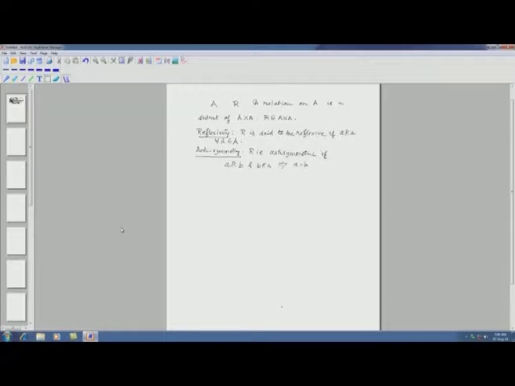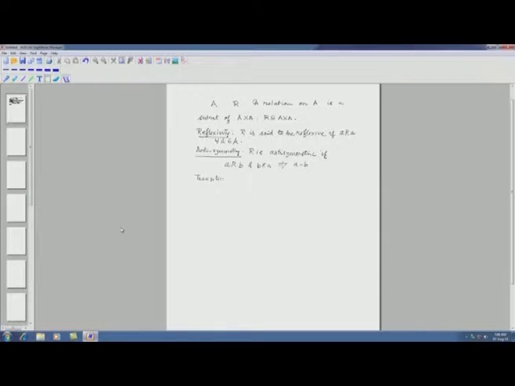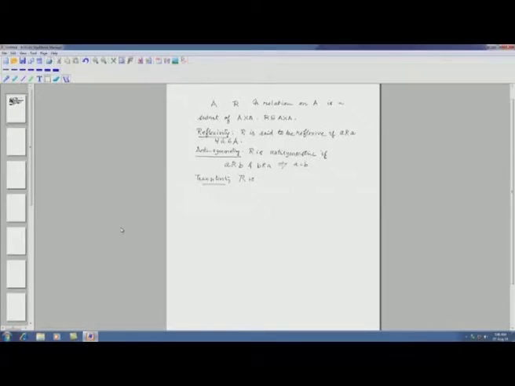Finally, the third one that we need in today's lecture is called transitivity. R is said to be transitive if A related to B and B related to C implies A related to C.